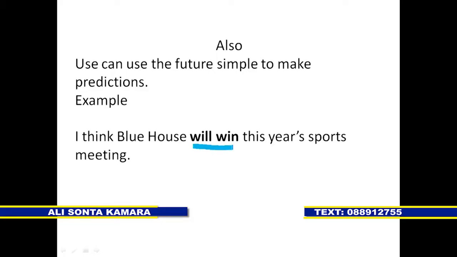When our teams play in leagues, we predict that, in fact, we will of course see wins. So the other use I've just given you, I think Blue House will win this year's sport meeting, is about prediction. So we go again. Now we use will in about 5 different circumstances. 1, when expressing possibility, something that will happen or will not happen.